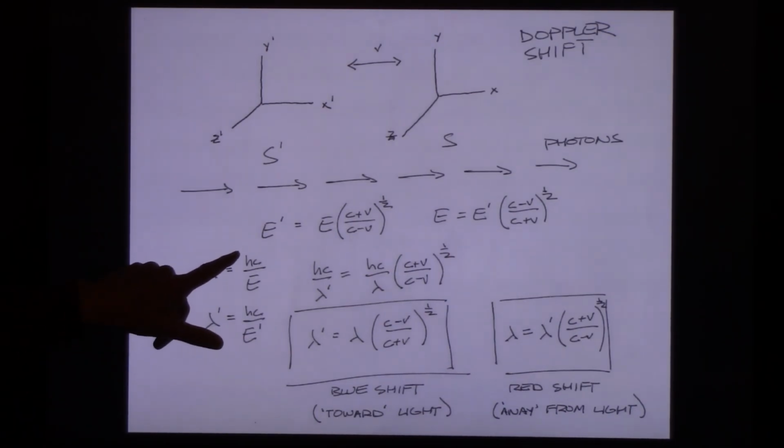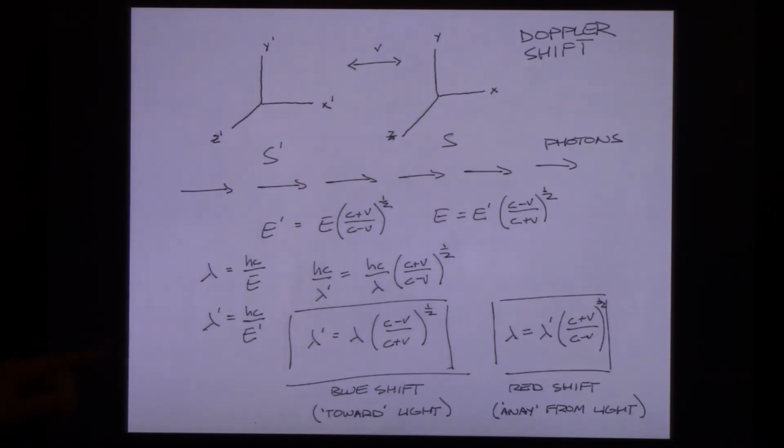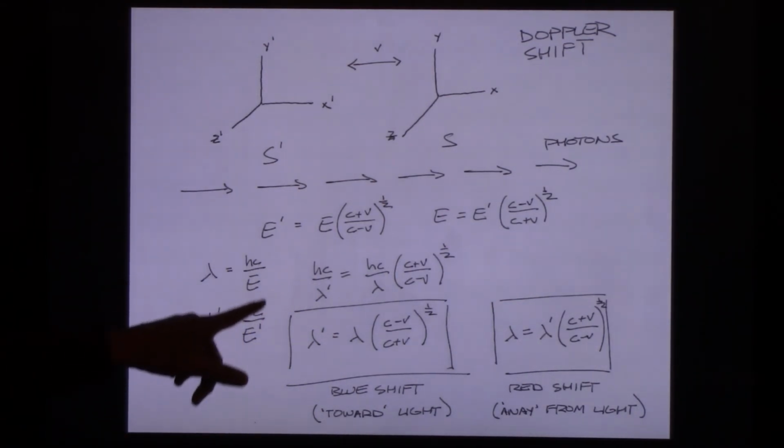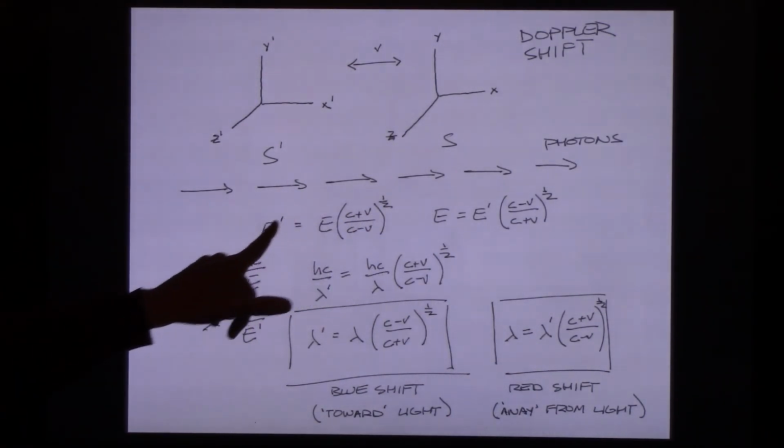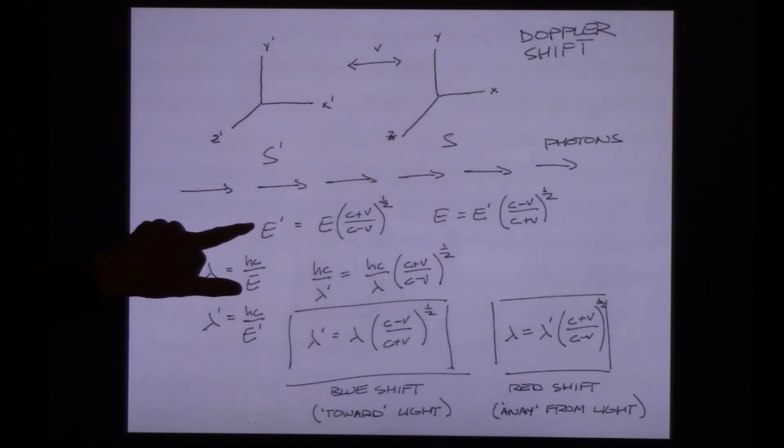wavelengths are given by hc over E, where h is Planck's constant. I don't know if we've introduced Planck's constant yet. We'll see that in the next chapter for sure. I think at least once or twice we've pointed this out back when we were introducing quantum mechanics. We definitely did.